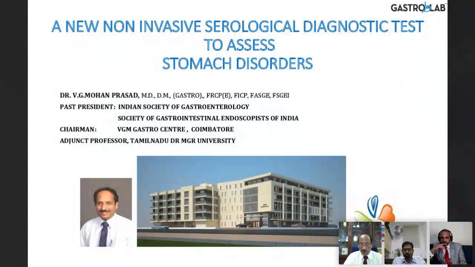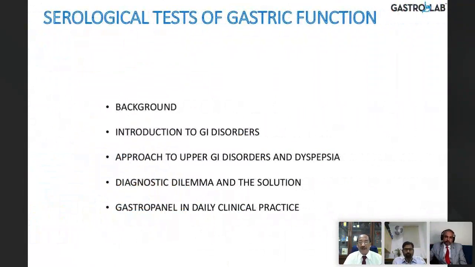And the stomach is such a complex organ. And Dr. Ajit gave a beautiful intro as to all the hormones that are there. And I will just take you now through the serological tests of gastric function, how important they are and how we can adapt them into clinical practice.